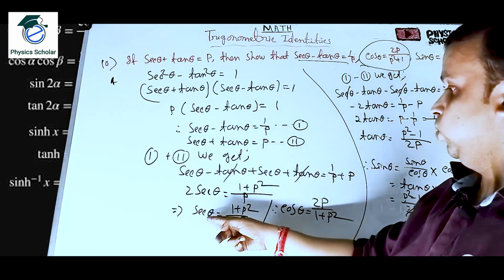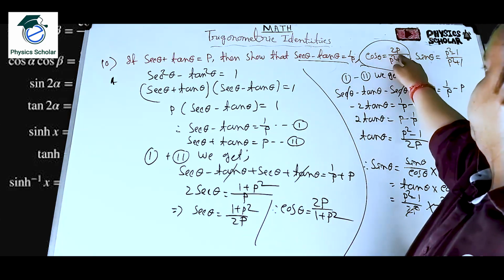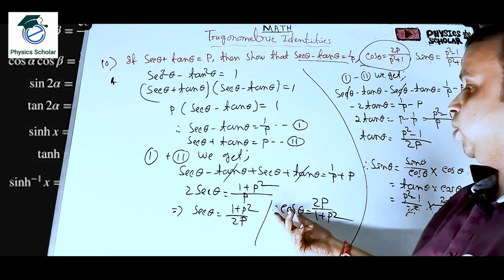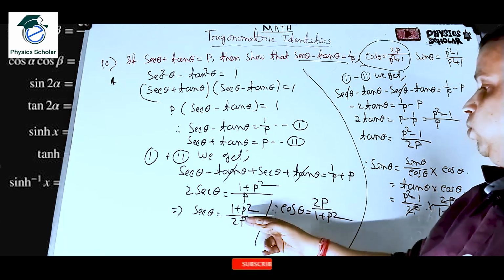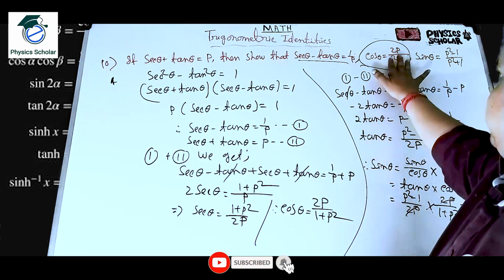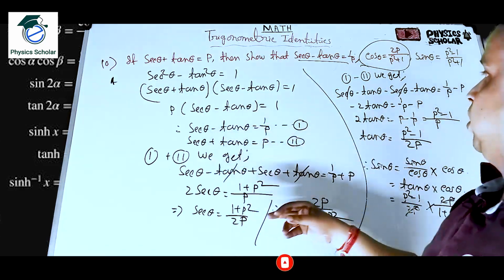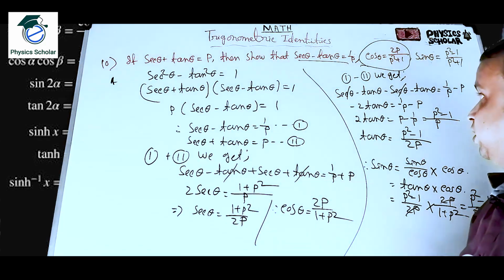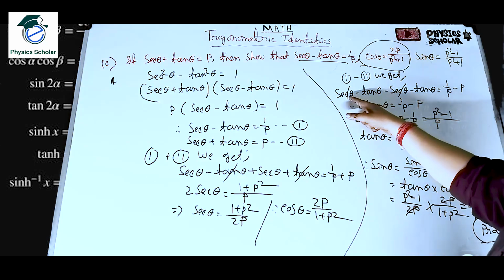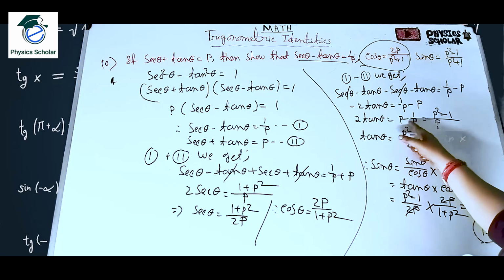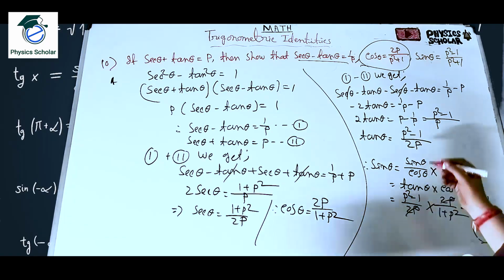Adding these, sec theta is equal to what is coming? 2p by p square plus 1. Clear? So sec is the reciprocal of cos, so cos theta will be 2p by 1 plus p square. Now 1 minus 2. Why 1 minus 2? To find the value of tan theta. 1 minus 2 means sec theta minus tan theta minus sec theta minus tan theta. So tan theta is equal to p square minus 1 by 2p. This is the value of tan theta.